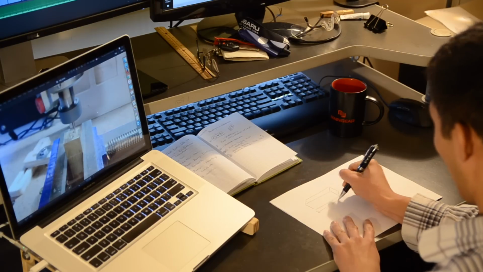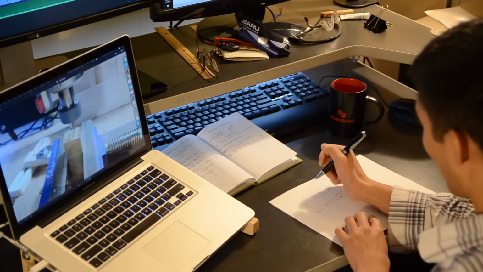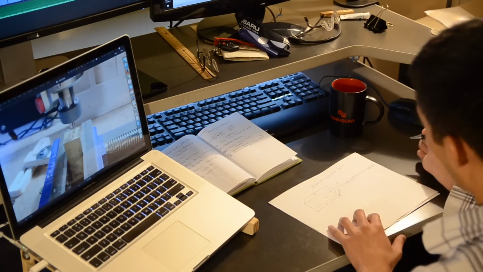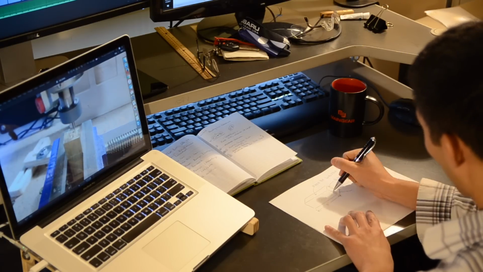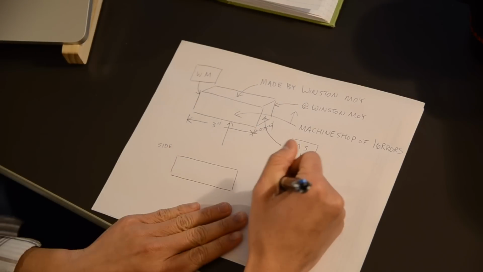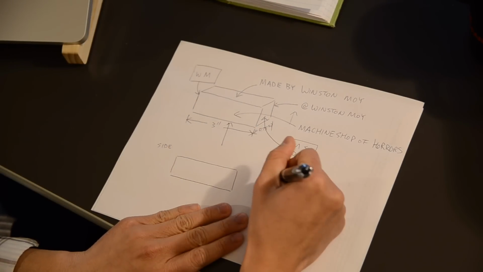My idea was to machine my own branding iron with multiple faces and different text, so I had options for what I could burn. Some pieces might be marked with my business name, the Machine Shop of Horrors. Gifts for friends and the like might be marked with something a little more personal, like Made by Winston Moy. Really small projects could just be marked by initials.